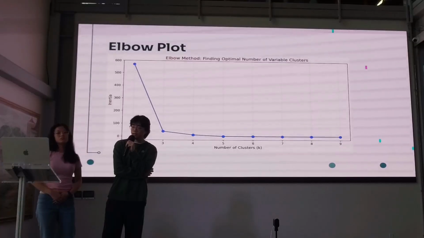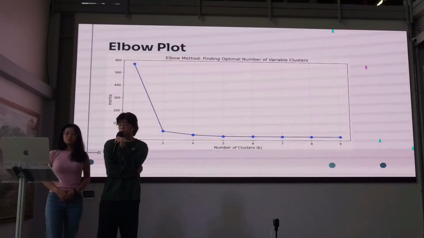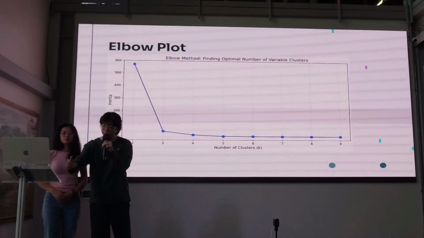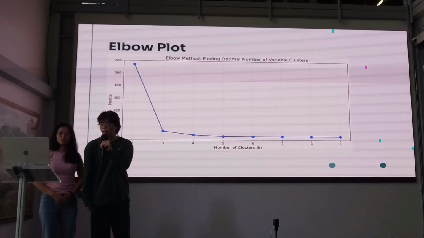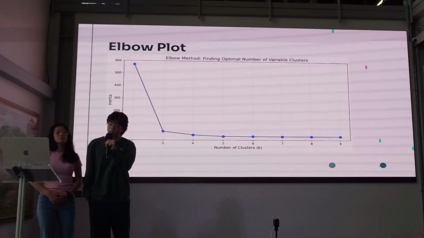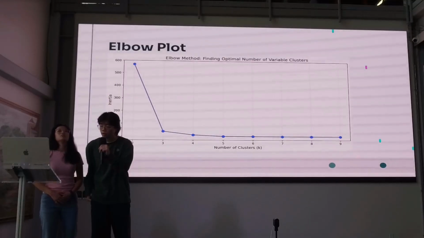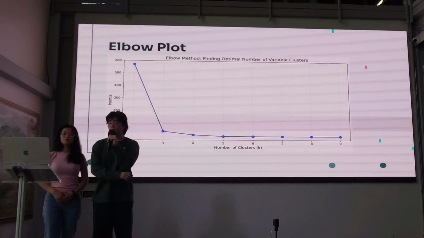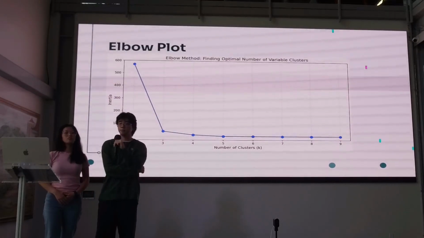Here's the elbow plot that the k-means clustering method we used output. As you can see here, with the y-axis being inertia and the x-axis being the number of clusters, it recommended to us the optimum number of clusters being 3, because of how the inertia dropped so sharply once it reached 3 clusters, meaning that within the clusters, there would be the least amount of variance.